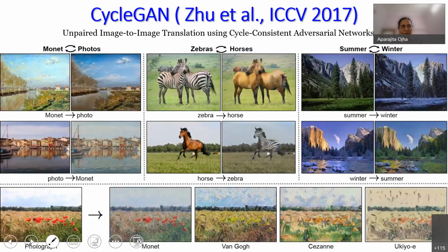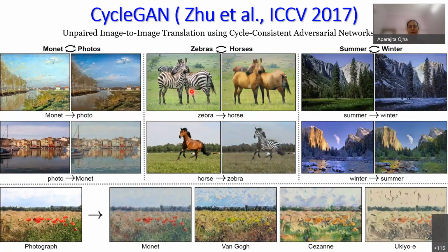If we look at the more recent developments, so CycleGAN by Zhu et al., which was introduced in 2017 at ICCV. You can see here different types of images that you expect the GAN to produce.